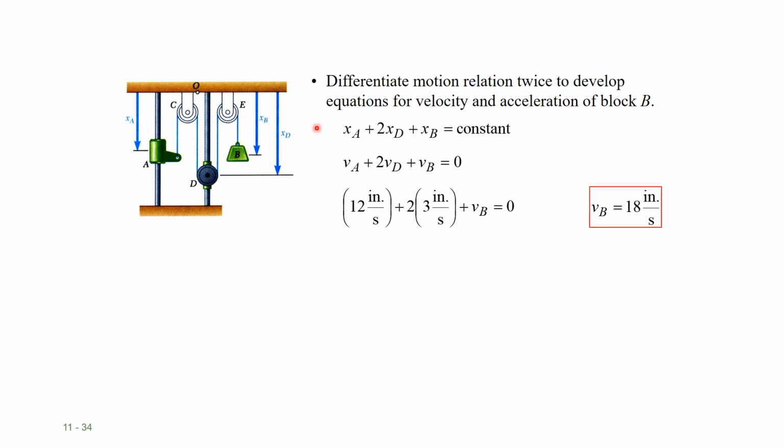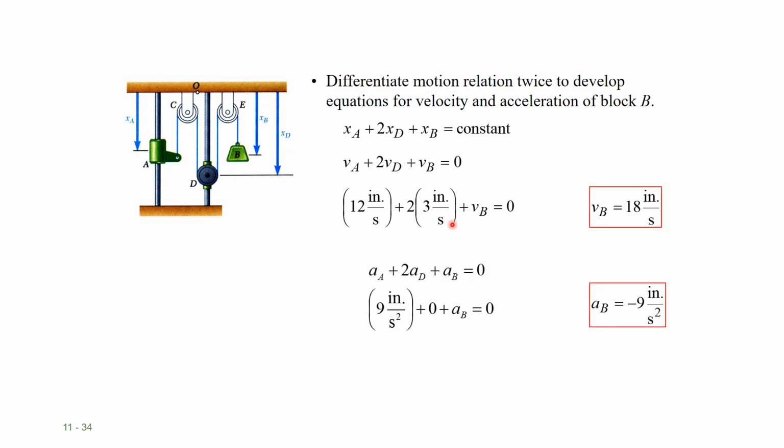Last little bit, so we have the relative positions. This turns into relative velocities. It also turns into relative acceleration. So here's the relative velocity. A was going at 12 inches per second, D was going at 3 inches per second, and B is cruising. It is going at 18 inches per second, much, much faster than the other two.